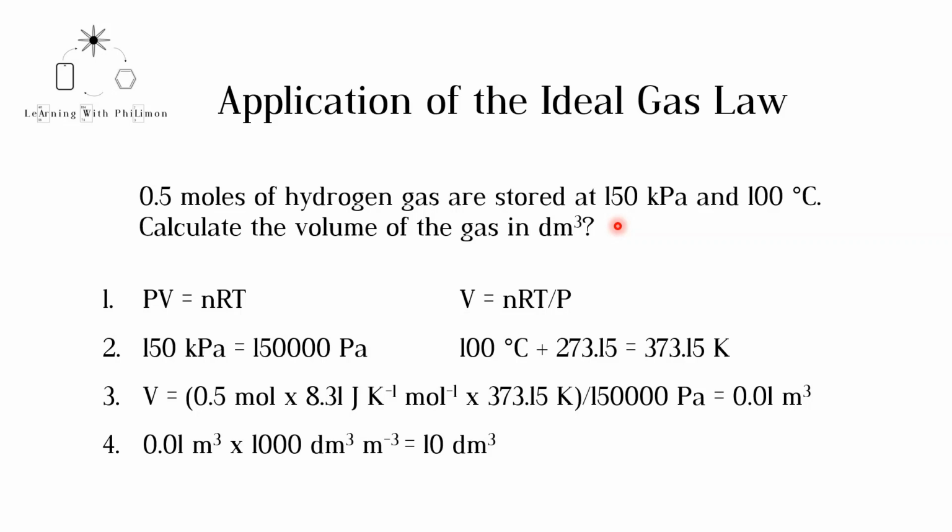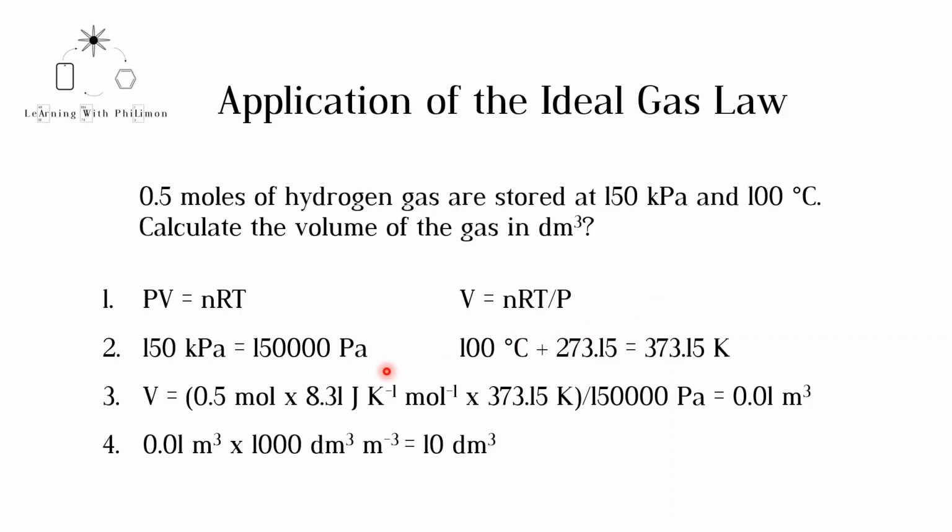We are trying to determine the volume of hydrogen gas. So the first step is to rearrange the equation so that the volume is the subject. V is equal to nRT divided by P. The second step is to convert all the units to the standard units. 150 kilopascals is equal to 150,000 pascals. 100 degrees Celsius is equal to 373.15 Kelvin. Substituting in these values to this equation, we get the following calculation.